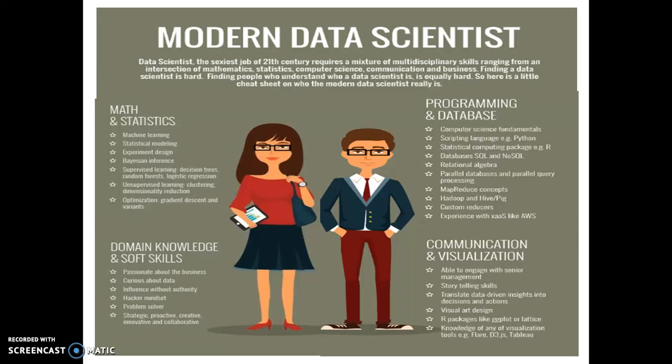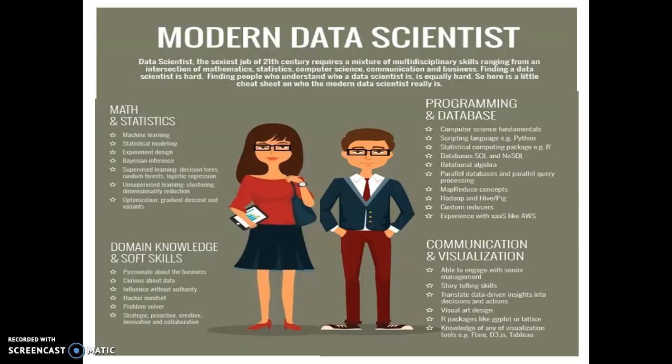Here you can see what exactly you need in maths and statistics: machine learning, experimental design, supervised learning, unsupervised learning, optimization, gradient descent and variance. When it comes to programming and database knowledge, you need scripting language knowledge like Python and R, database knowledge like SQL and NoSQL, Hadoop and Hive, and other cloud services. When it comes to domain knowledge and soft skills, you should be passionate about the business, curious about data, a problem solver, strategic, creative, innovative, and collaborative.